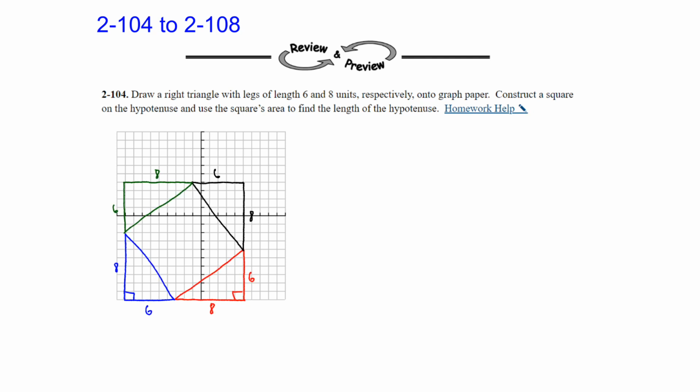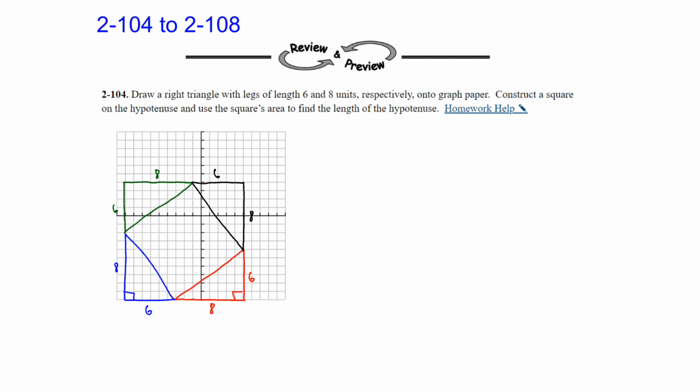And so then what you notice is this right here, inside here, will represent a square because we're using the hypotenuse of the right triangle on each side. So it definitely represents a square. And so we're going to construct a square on the hypotenuse, which we just did, and then we're going to use the square's area to find the length of the hypotenuse.